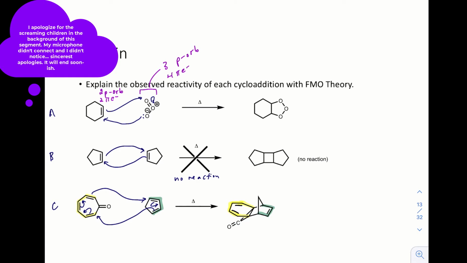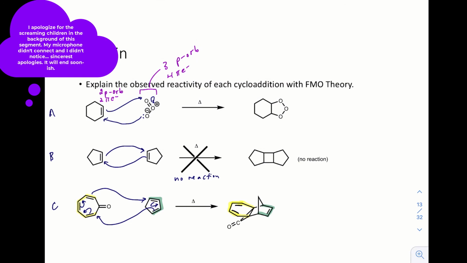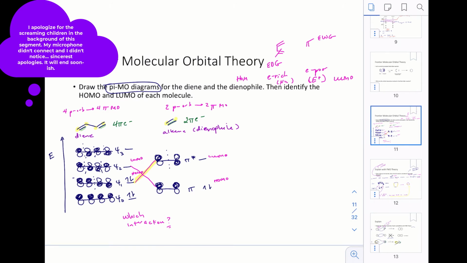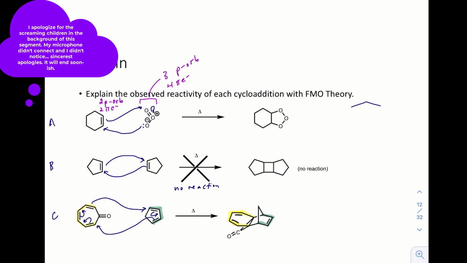Okay, so you need the HOMO of one and the LUMO of the other, and it does not actually matter which interaction you analyze. So you can analyze either interaction, this one or this one, and you're going to get the same answer. So don't worry. Just pick the HOMO of one and the LUMO of the other.